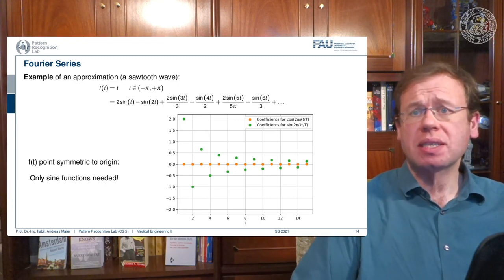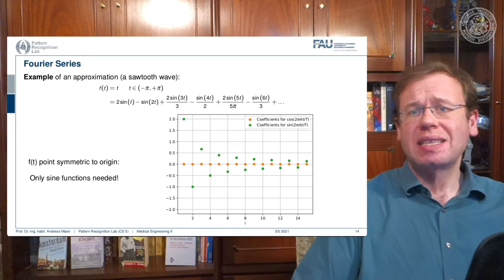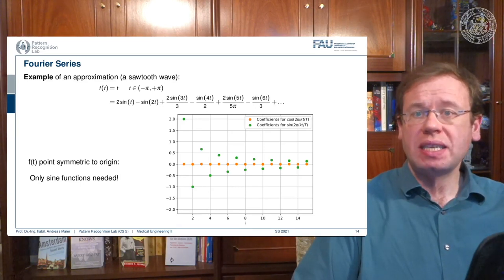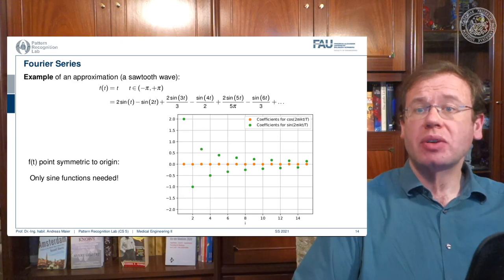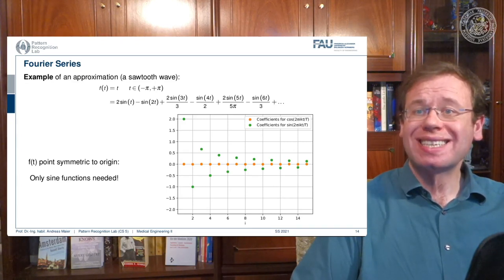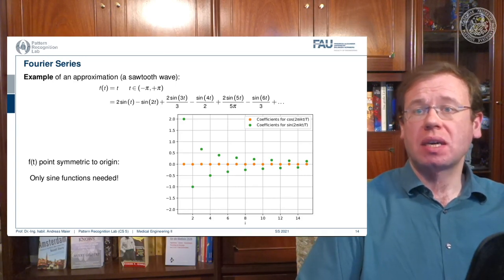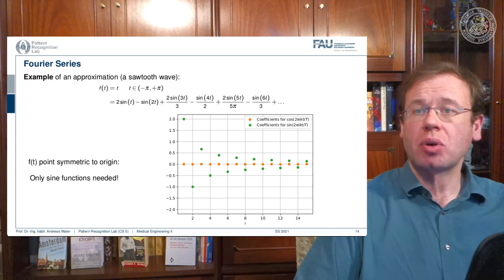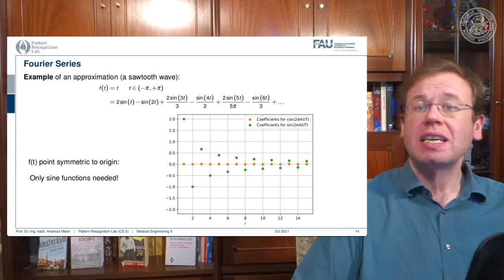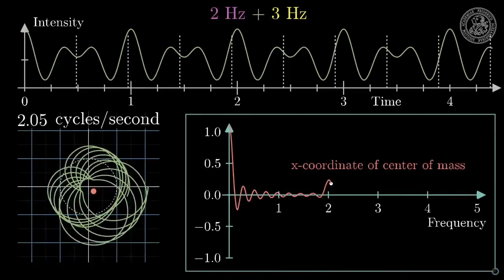So I'm only using sine waves here, and I don't need a single cosine in the weighted sum in order to do the approximation. Now, why is that? This is because f of t is point symmetric to the origin. And this means that we only need sine functions for the approximation. So not a single cosine is needed here, because our function that we desire to approximate, the sawtooth function, is point symmetric to the origin.